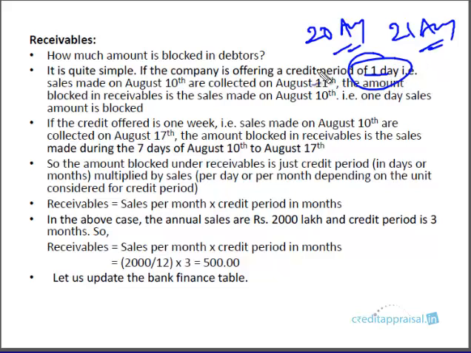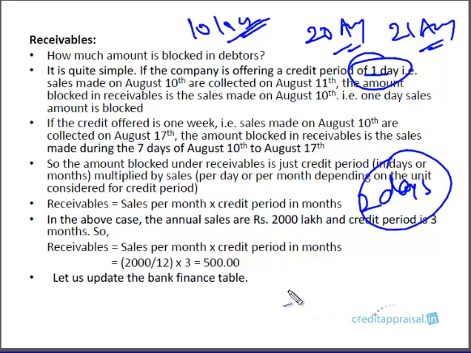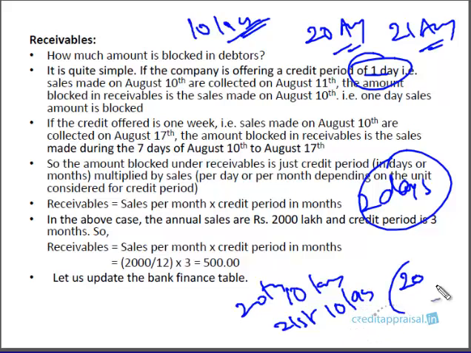So for this company, what is the amount blocked in receivables? So let us say on this day the company has made sales of 10 lakhs. So for one day it's not going to realize this 10 lakhs. Okay, so 10 lakhs is the amount blocked for this 1 day, right? So let us say the company has a policy of 2 days as a credit period. This is the sales made on the 20th. 21st also it has made some sales of 10 lakhs, right? So in that case, the amount blocked in receivables will be 20 lakhs, right?